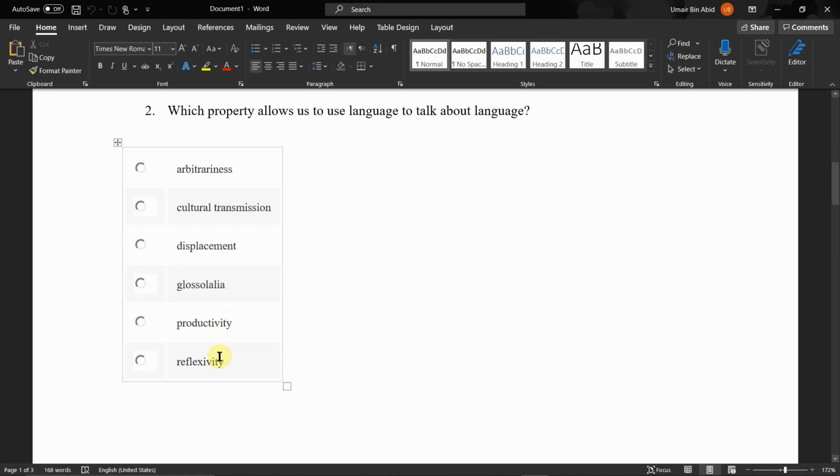And reflexivity, this is the closest option, and actually this is the correct option, because it means to reflect on language. We can reflect on our own language, like we can say that some persons use complex language, some persons use simple language, some person speaks very fast. So technically this property is reflexivity, and this is the correct answer.